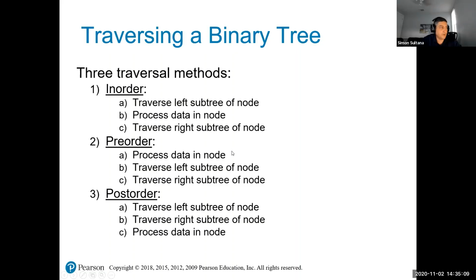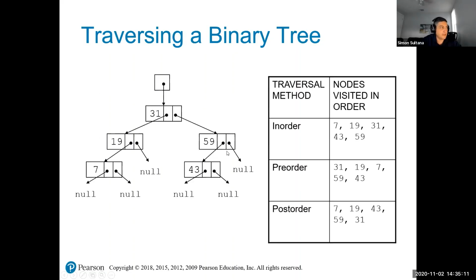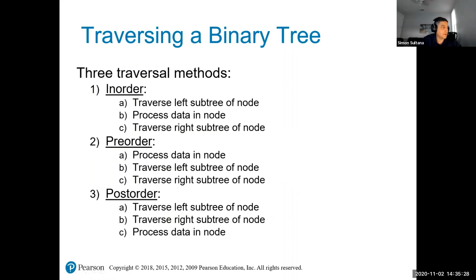All right, with pre-order, we first process the data in the node, then we look at the left, and then we look at the right. Okay, then we traverse left, then we traverse right. So in that case, we would start at 31, right? Then we would go to 19, then we would go to 7, okay? Then we would go to the right, 59, and then its left would be 43, okay? So again, that's process, left, and then right.